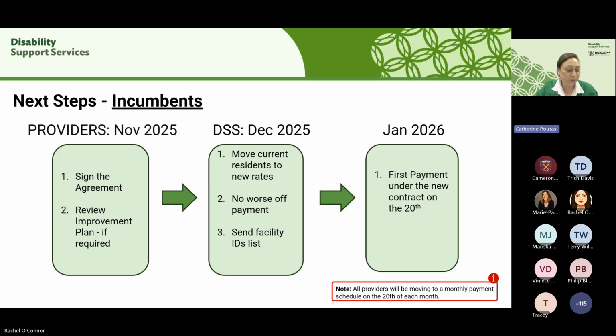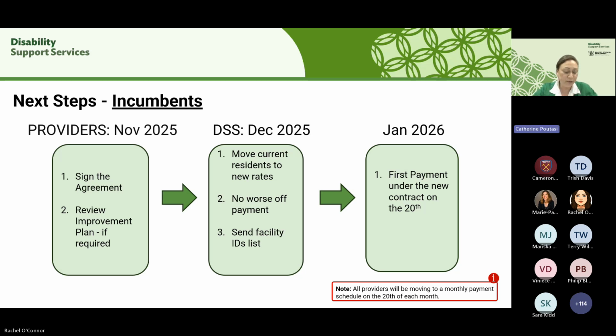A big thank you to all of those providers who have already countersigned their agreements. A large number have returned already, so thank you very much for being very efficient. As of the 1st of December, DSS will move current disabled people in homes to the new rates. In mid-December, DSS will make the no worse off payment to those providers who would expect to see a decrease in this financial year as a result of the new rates. I just wanted to clarify this as part of our commitment to ensure that no provider is worse off, but also these providers did not receive the payment in July that other providers did receive.